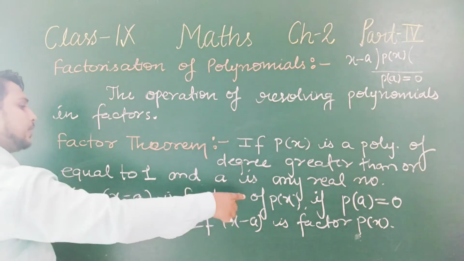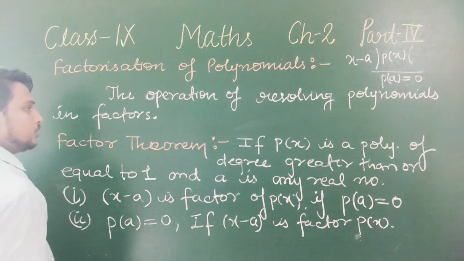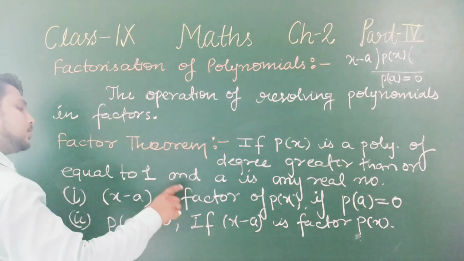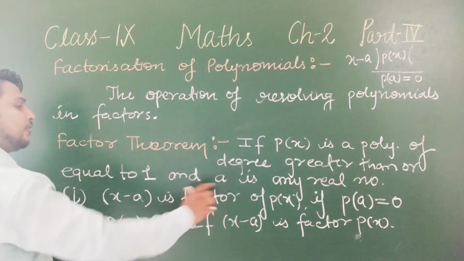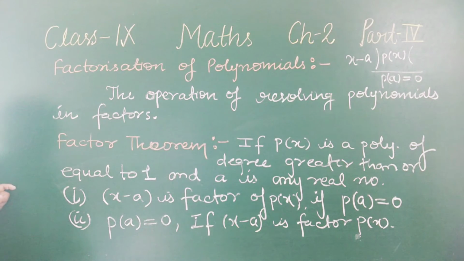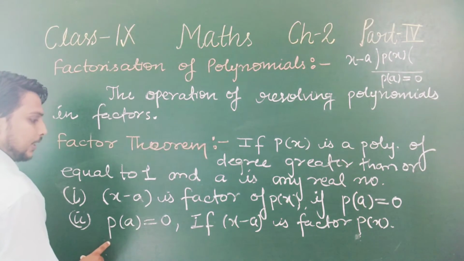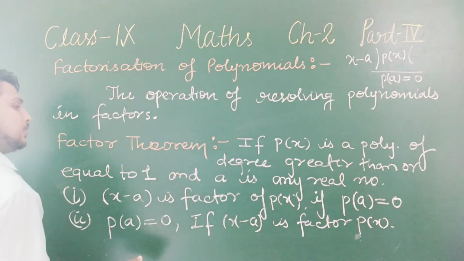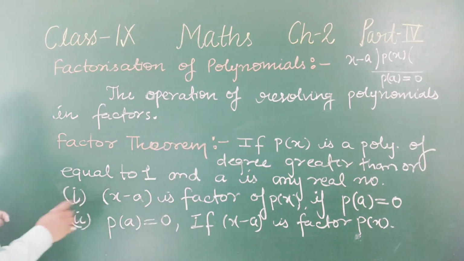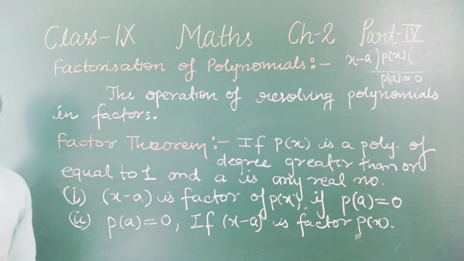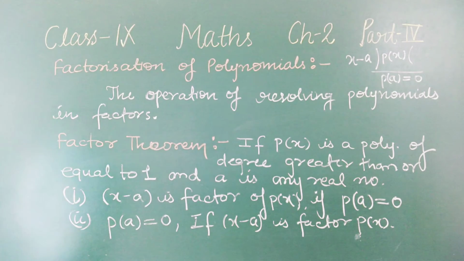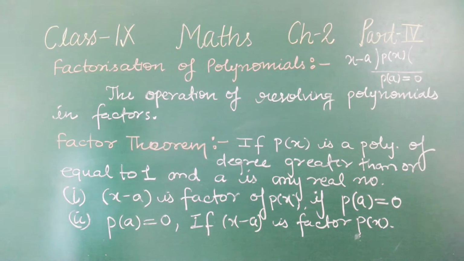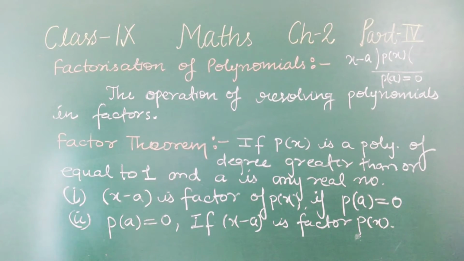In the same manner we have written here that if x minus a is a factor of p(x), then p(a) is equal to 0. It means if the remainder is coming 0, then the divisor will be a factor of the dividend. And in the second one, if it is already told that the divisor is a factor of the dividend, then the remainder will come 0. So first of all note it down, and then we will discuss some examples.